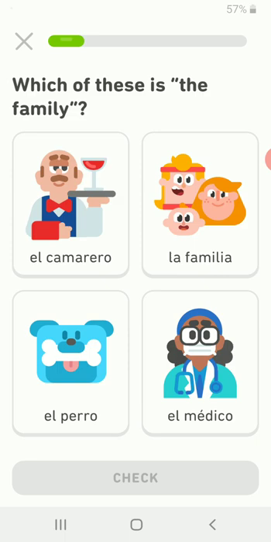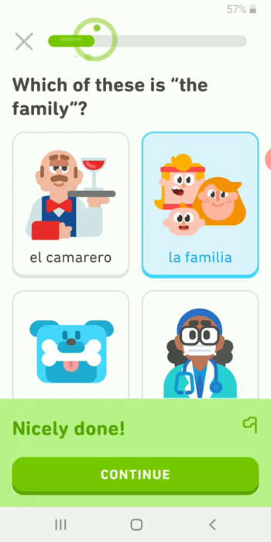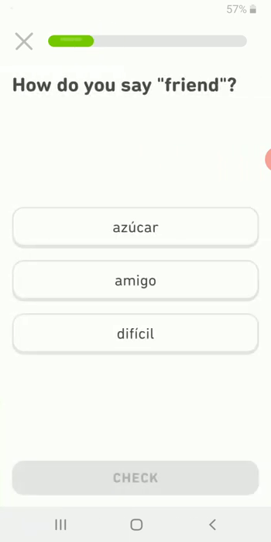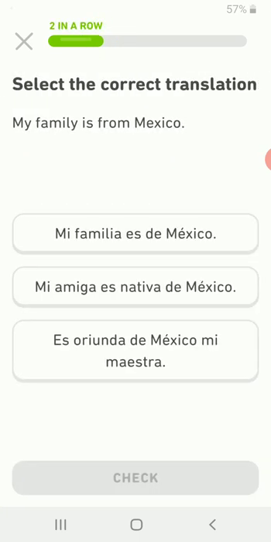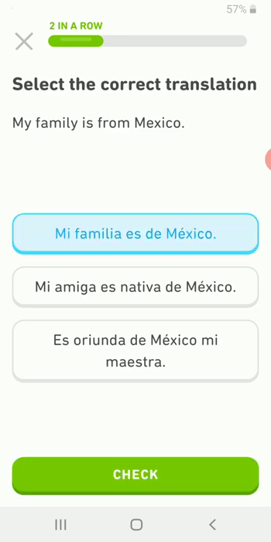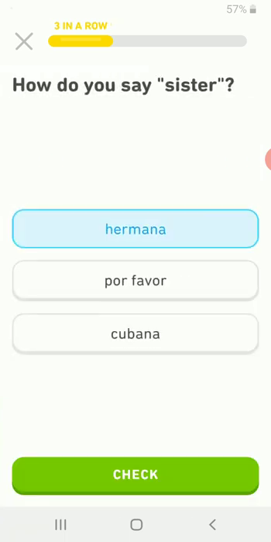So which of these is the family? La familia. So el camarero is the waiter, el perro the dog, el médico the doctor. So nice. How do you say friend? Amigo. Azúcar is sugar. Difícil is difficult. And my family is from Mexico, so mi familia es de Mexico. And sister is hermana.